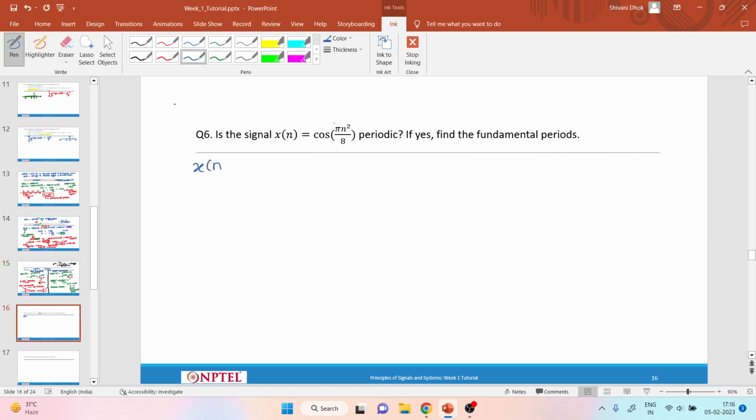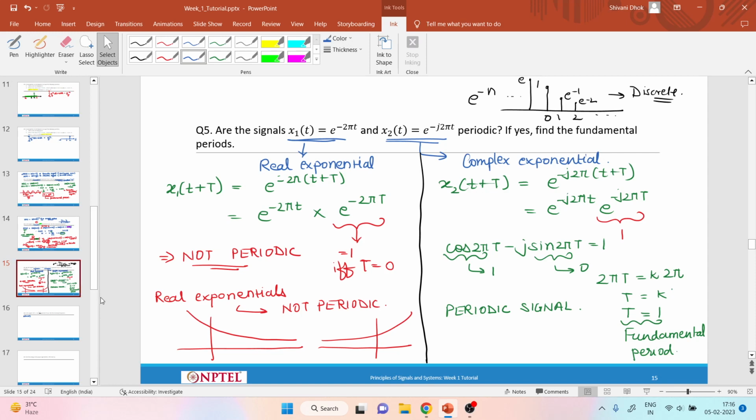Okay, so let's get back to this question. So let us look at x of n plus capital N. Madam, one general observation: if in the continuous domain it is not periodic, there is no way in discrete it can be periodic, right? Yes. So real exponentials, whether continuous or discrete, are not periodic. Yes, correct, it's a general statement. Thank you.